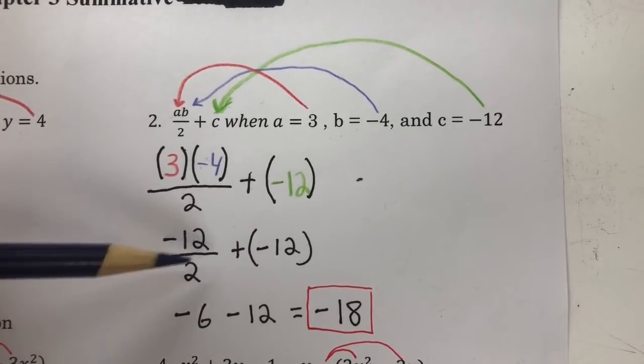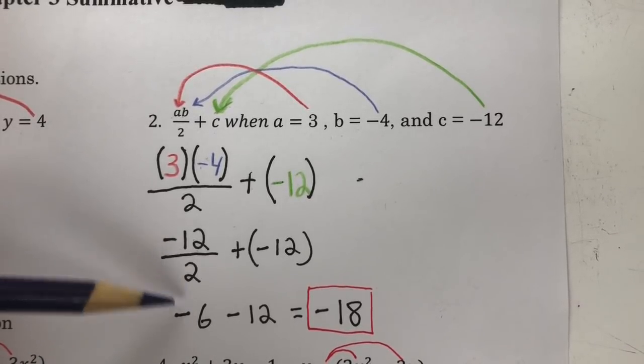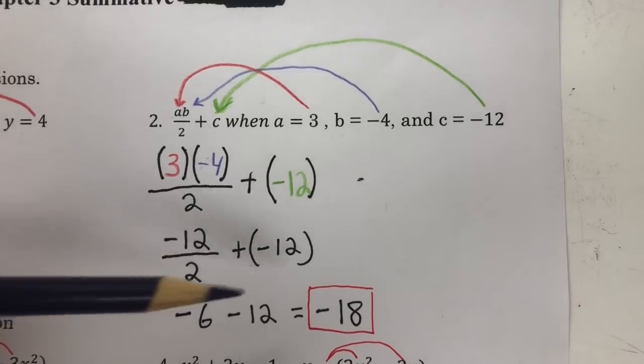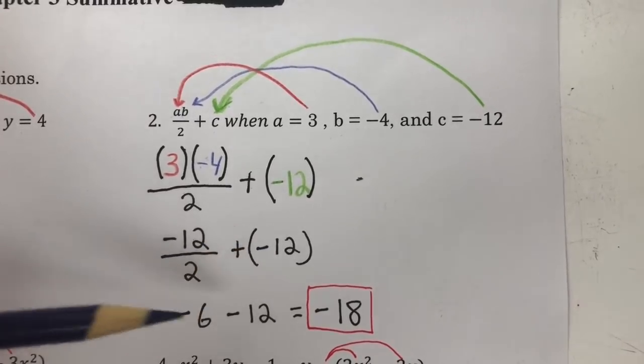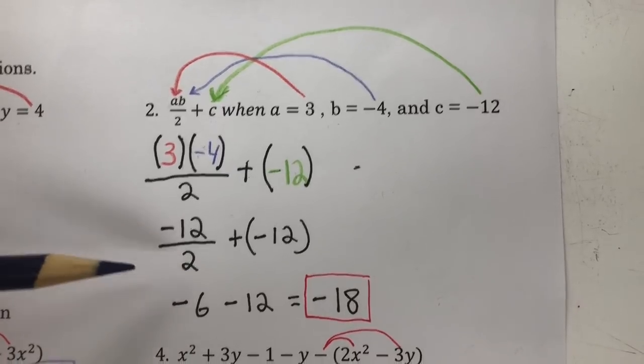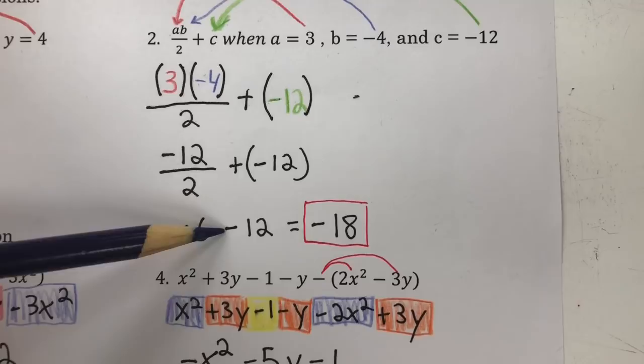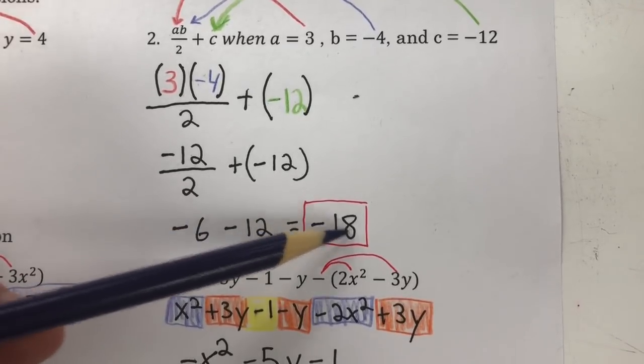Negative 12 divided by 2 is negative 6. A negative divided by a positive is a negative. And then we're adding a negative. And again, this is like a dig. We dig down 6 feet, dig down 12 more feet. You've dug down 18 feet.